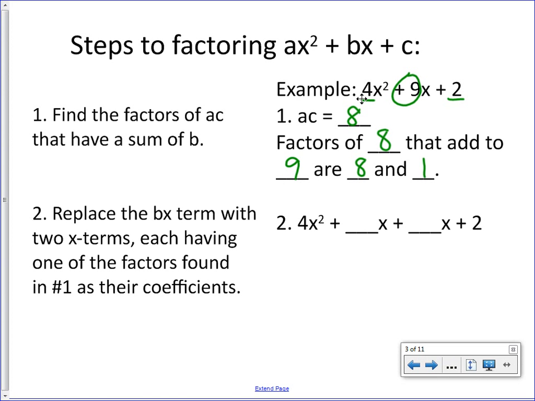Step 2, replace the bx term with two x terms, each having one of the factors found in number 1 as their coefficients. So we're simply going to take our 8 and our 1, and what we're doing here is we are renaming the 9x as 8x plus 1x.